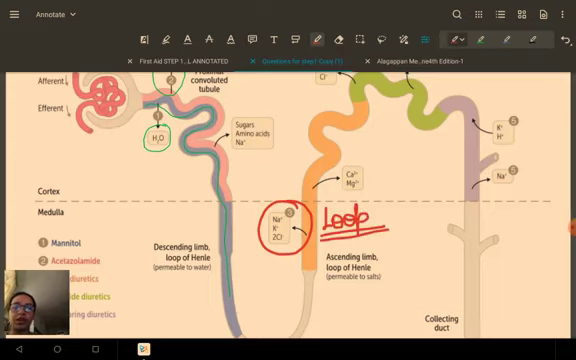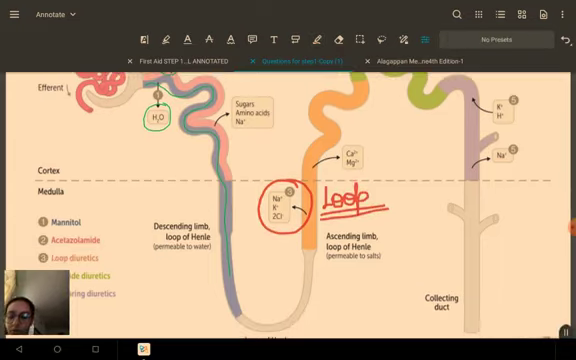Loop diuretics. What do we need to know very importantly about loop diuretics like furosemide, bumetanide, torsemide is that they can cause sulfa allergies as a side effect. They can lead to a lot of electrolyte imbalance. They can cause hypokalemia. They can cause hypomagnesemia. Other than this, they cause excretion of H plus also.